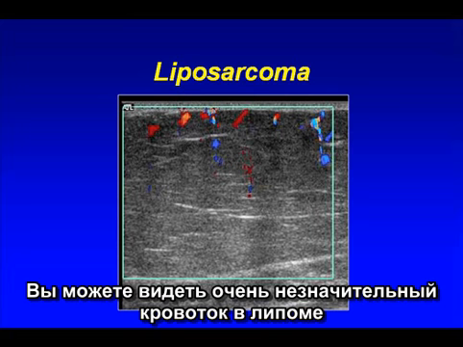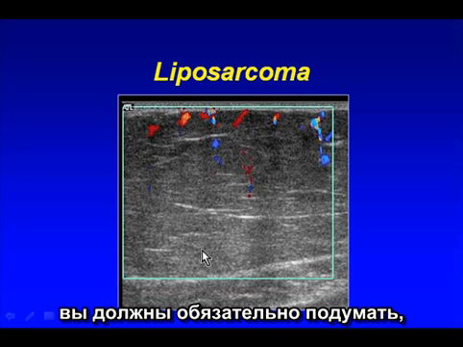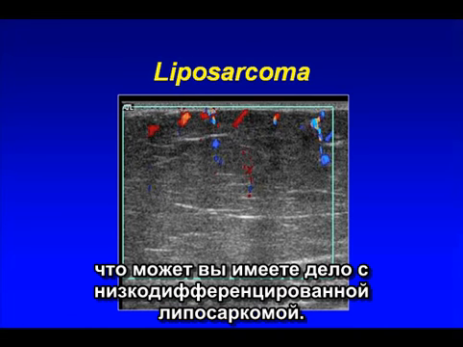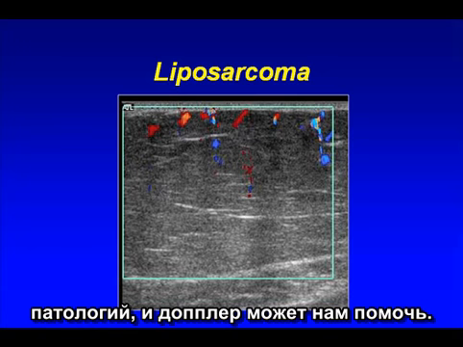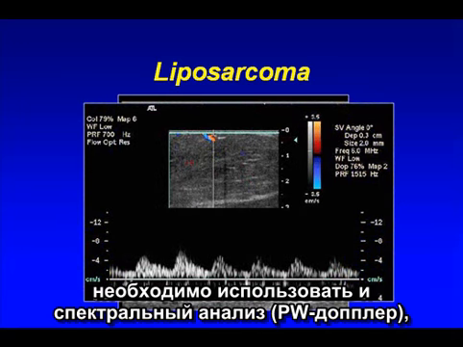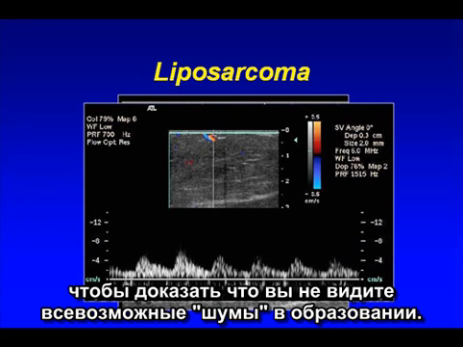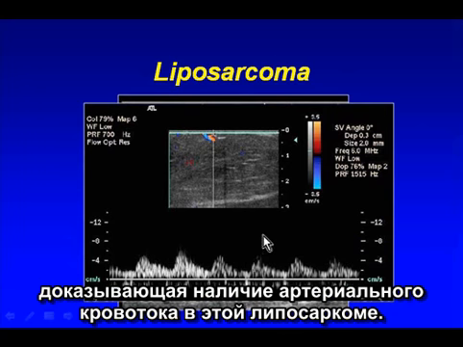So you may see a dot or two of flow in a lipoma, but if you see this sort of neovascularity within it, you really have to think that you may be dealing with a low-grade liposarcoma. And that's why ultrasound is not perfect in differentiating lipomas from other lesions. Doppler can be helpful in that regard. Whenever you do a Doppler, it's always good to put on the spectral to prove that you're not just seeing noise within the lesion. This is an arterial waveform documenting that there is arterial flow within this liposarcoma.